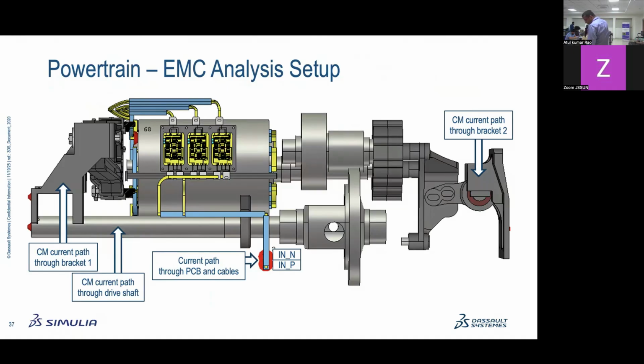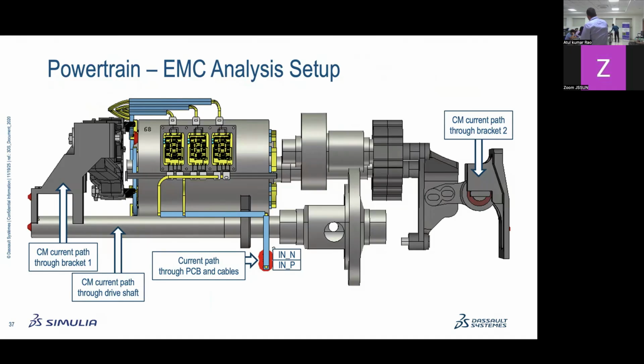If you see this design, it is very similar to what we had seen. You have your inputs coming in with current and power, and then the cables go into your IGBT modules, and the IGBT module then goes to your motor. Then once you start putting the shafts and everything in, you have drive shafts and you have bracket 1 and bracket 2.